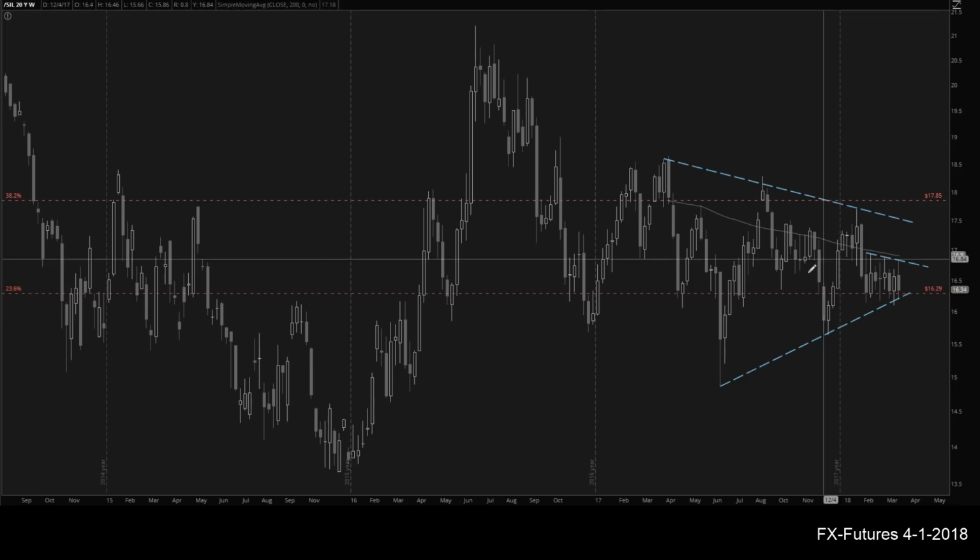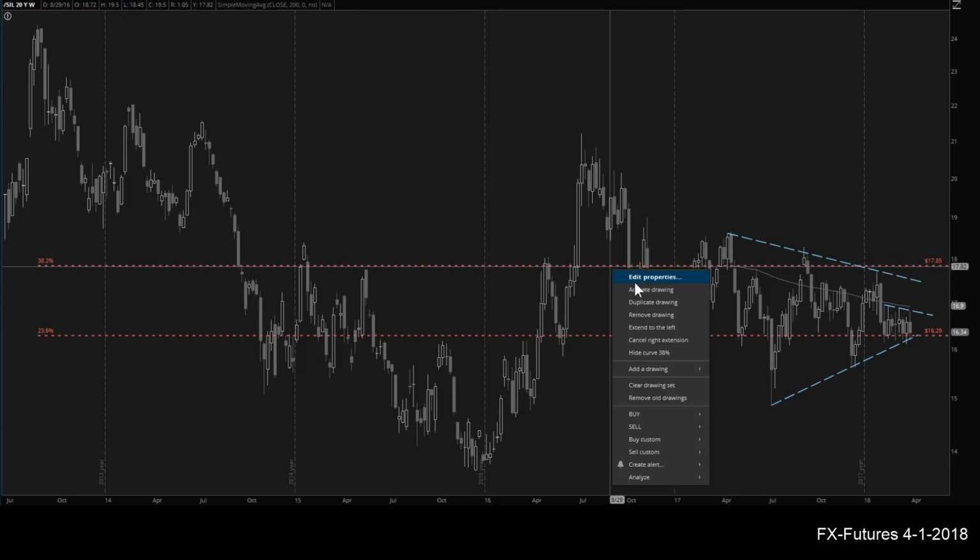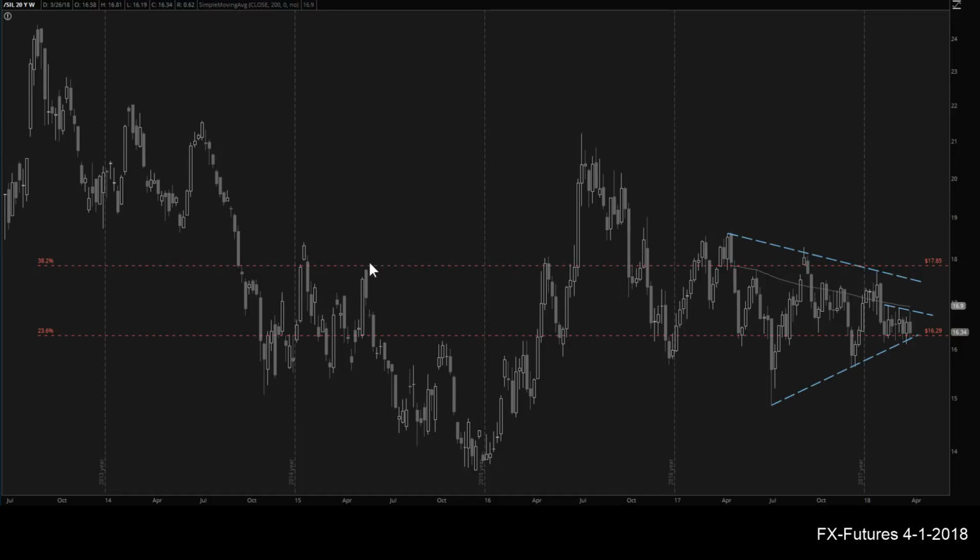Let's go to silver. Silver's nice. Silver's just been oscillating for a while. It's very clear that if we do get a breakout, it's going to be a pretty important breakout.